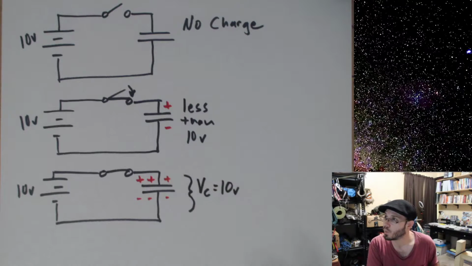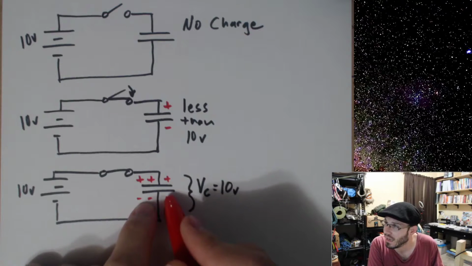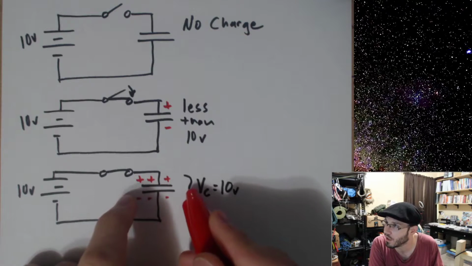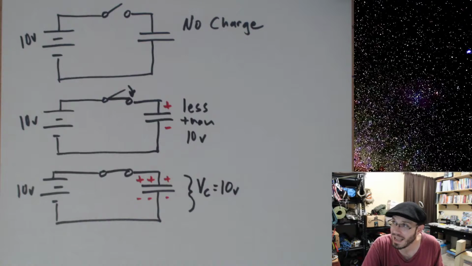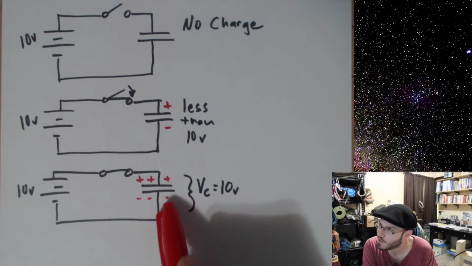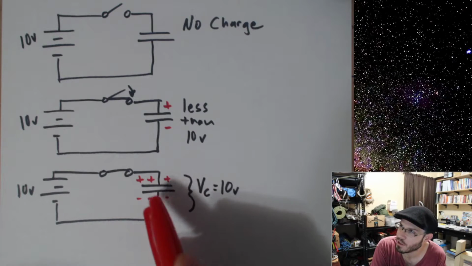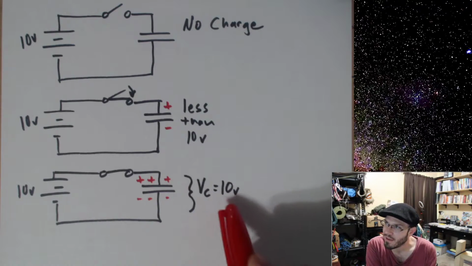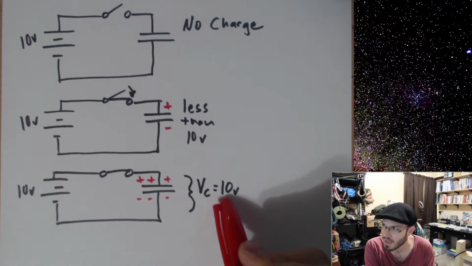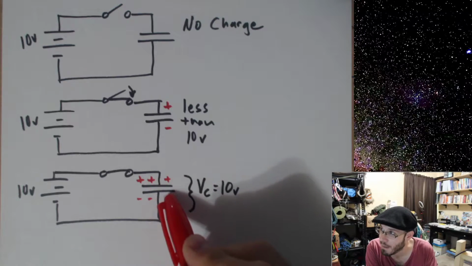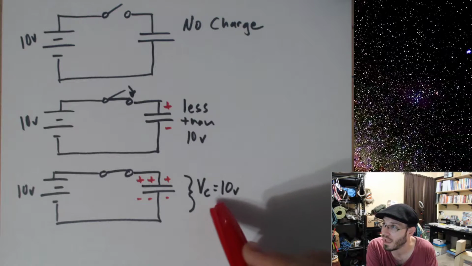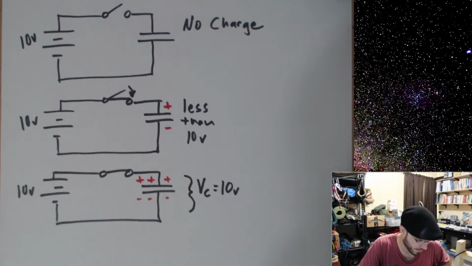Physically, these plates are only so large. I can't just keep on dumping an infinite amount of charge onto these plates. At some point, the electrons are squished together along this plate, and I just can't put any more onto it. But at that point, when I do have as much charge as the cap could possibly get on it, I will have 10 volts across the cap. In other words, this cap is going to be charged all the way with 10 volts across it.